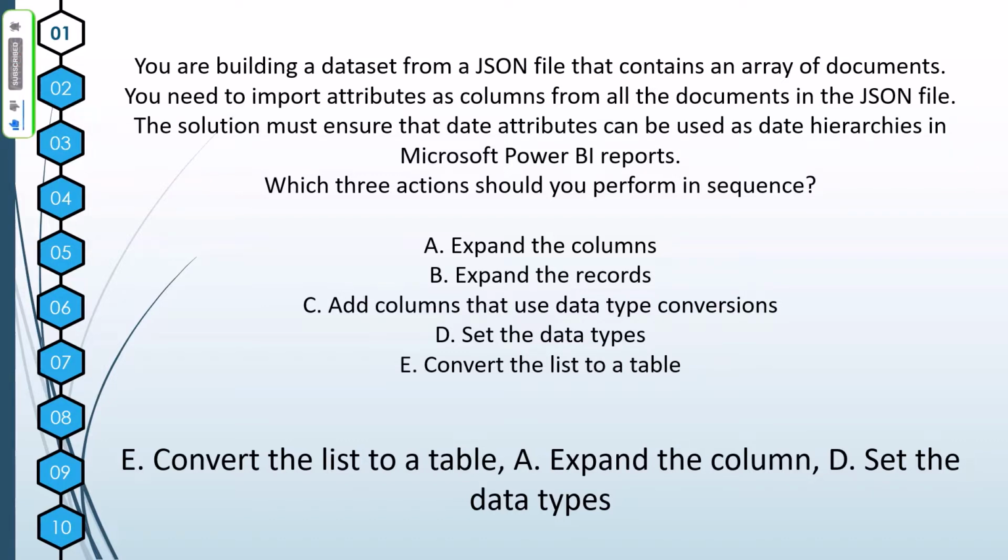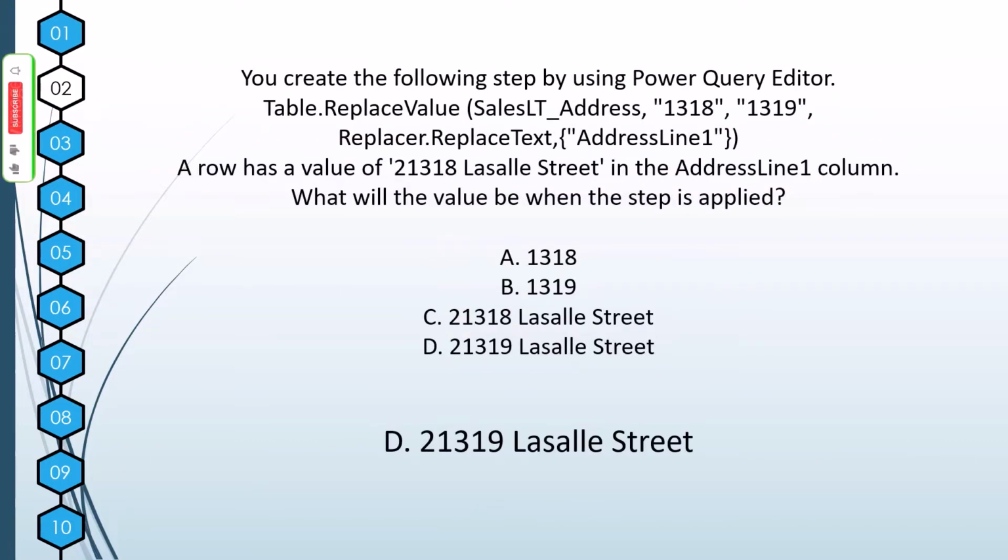A. Expand the columns. B. Expand the records. C. Add columns that use data type conversions. D. Set the data types. E. Convert the list to a table. The three actions to perform in sequence are: E. Convert the list to a table. A. Expand the column. D. Set the data types.